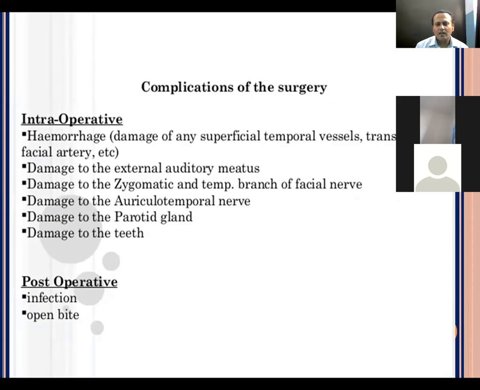Complications: vessels, nerves, glands. The vessels are the superficial temporal vessels and facial artery. The ear and parotid gland are important, and the nerve branches of the facial nerve, that is the zygomatic and temporal branches, and the auriculotemporal nerve. Post-operative complications are infections and open bite.